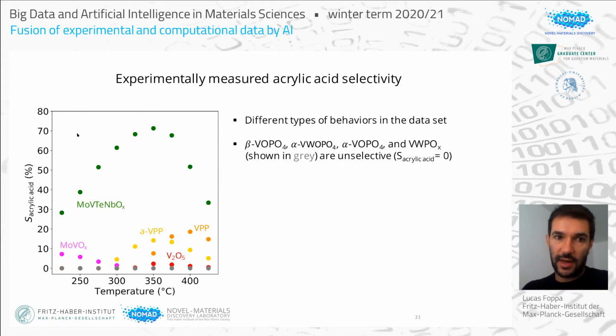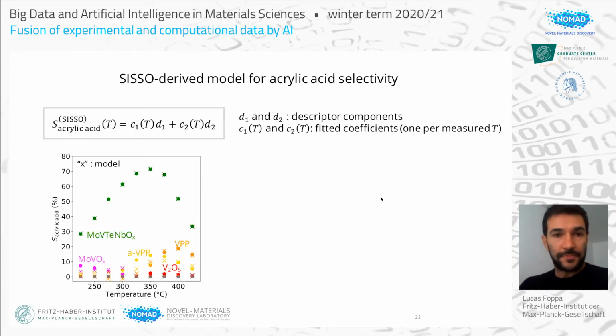And here, I call your attention to the fact that we have different types of behavior in the data set. And this is crucial for the artificial intelligence method because the algorithm needs to be informed about both good or desirable performance and undesirable performance to find the reactivity patterns we are searching for. So that was the experimentally measured result, and this is the type of model we find with SISSO.